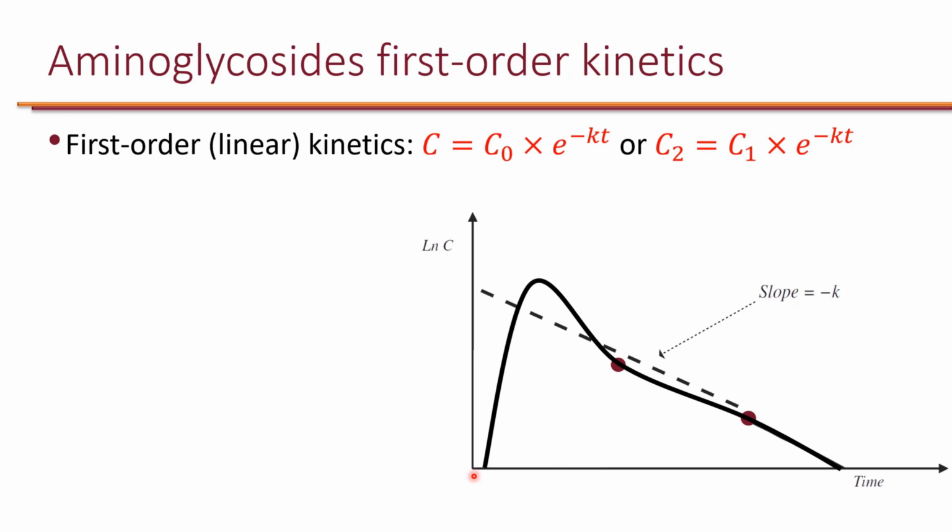When you first start the infusion, the levels go up very quickly until the infusion is stopped. At this point, the concentration is at peak level, followed by a rapid drop in concentration for two reasons.